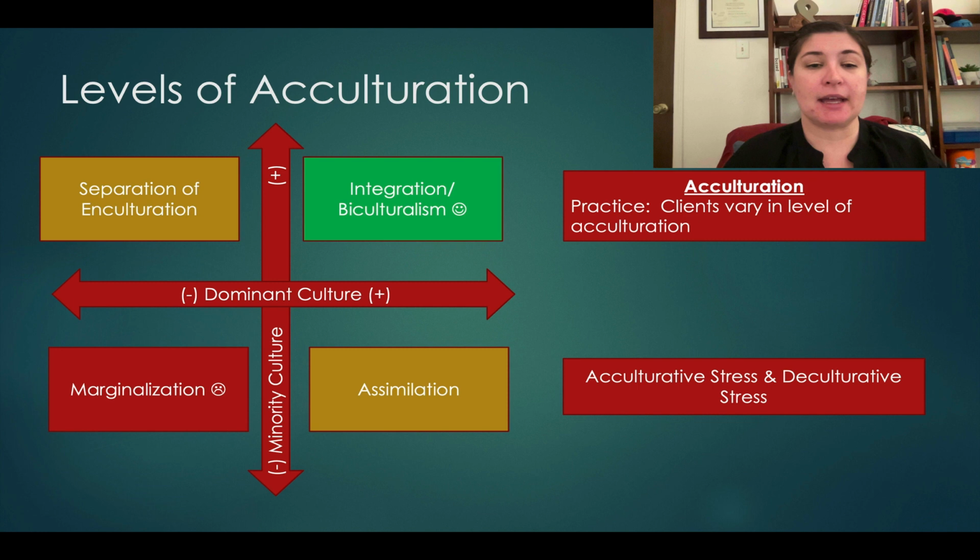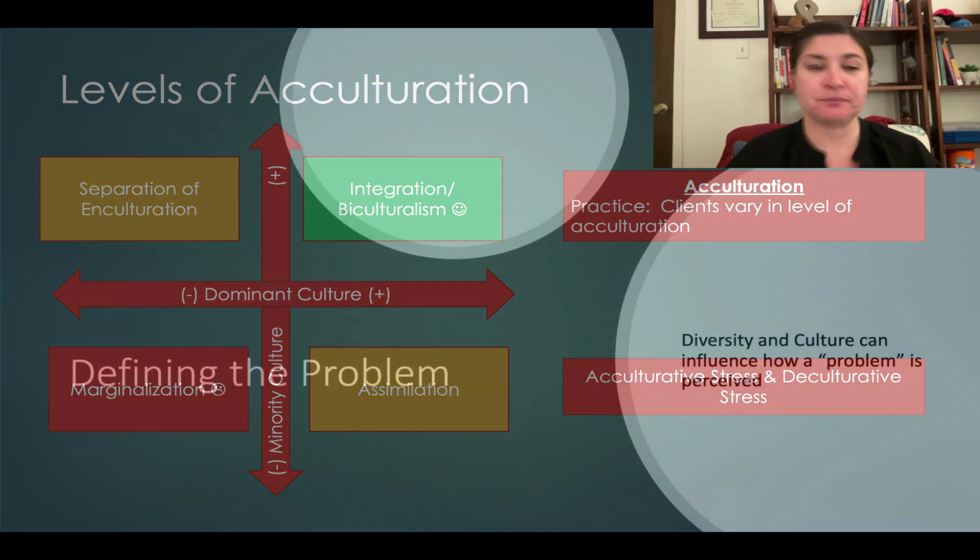So, for example, they can integrate or become bicultural. So they're using both of the dominant culture and the culture that they've come from. Or they can reject the dominant culture and have a separation or enculturation. So they're focused primarily on their culture and rejecting the dominant culture that they live among. They can reject the dominant culture as well as their culture, and then they start to experience marginalization. And then if they start to accept the dominant culture and reject their original culture, they start to get assimilation. Clients can vary in their level of acculturation, and acculturation stress can be a common symptom for developing a substance use disorder.